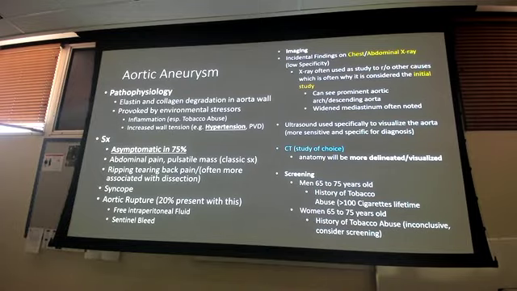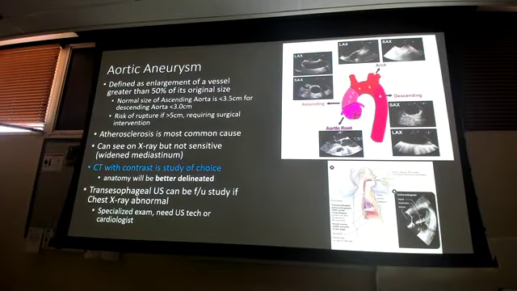I need you to know what to order and how to see it on imaging. So we just talked about this, right? Defined as enlarging the vessel greater than 50% of its original size. I don't care about the numbers on this slide. Okay? You need to know that 3 centimeters is normal. I'm not going to ask you what the risk of rupture is. I'm not going to be like, aorta is 3.7 centimeters. What's wrong with it? That's not for this course. Okay? So don't worry about that.